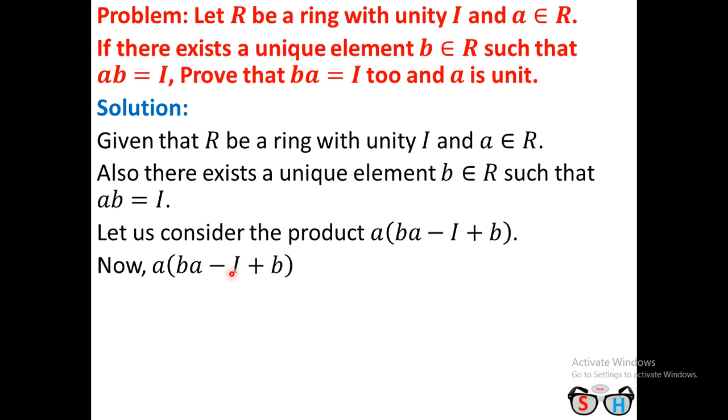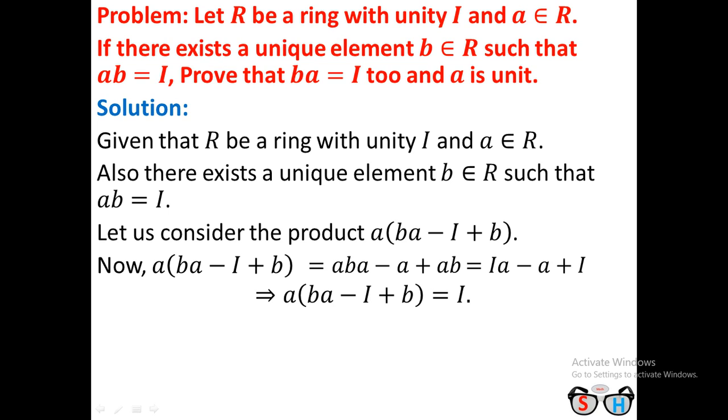Here A·I means A, so this is ABA − A + AB. Again, if you use the result AB equal to I, then this will be I·A − A + I. Here IA means A, so A and A will be cancelled. As a result, this will be I. Thus A·(BA − I) + I equal to I.